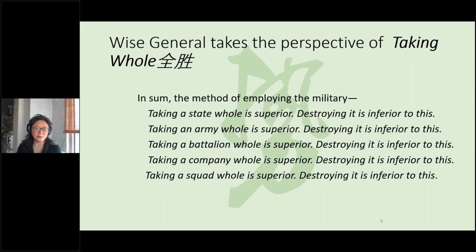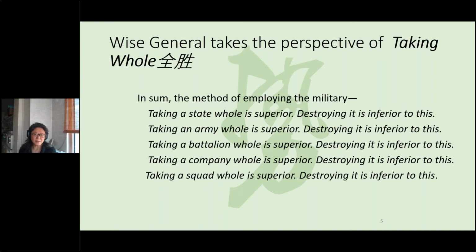Taking whole: the method of employing the military is that taking a state whole is superior, destroying it is inferior to this, and taking an army whole is superior, destroying it is inferior to this. Taking a battalion whole is superior, destroying it is inferior to this. I won't repeat line by line of the total 5 lines here, but after reading this, you probably have some glimpse into the meaning of taking whole.